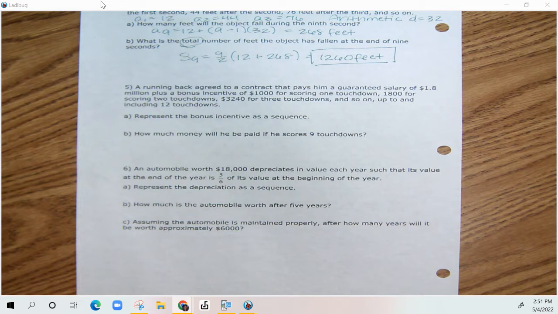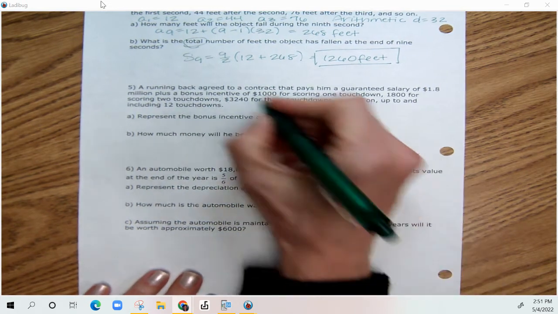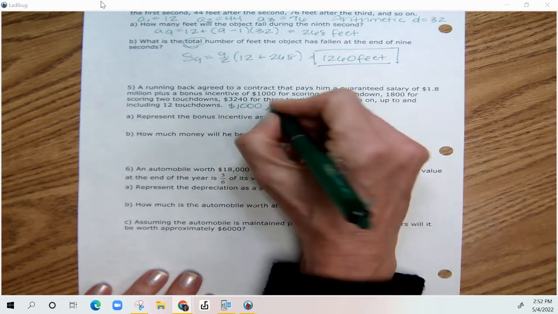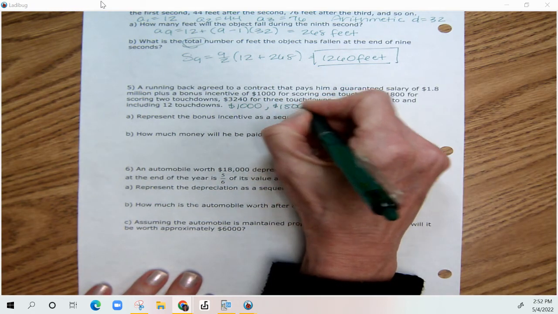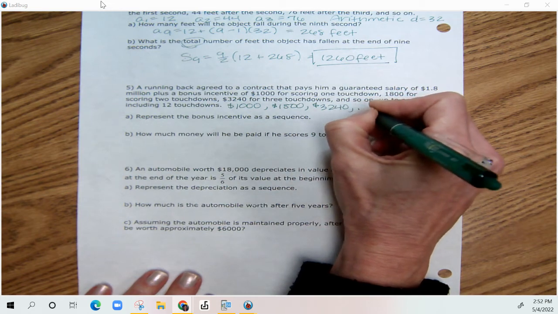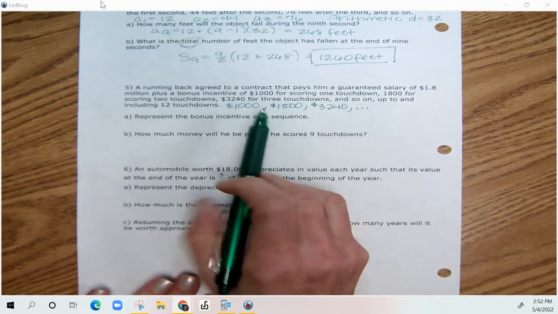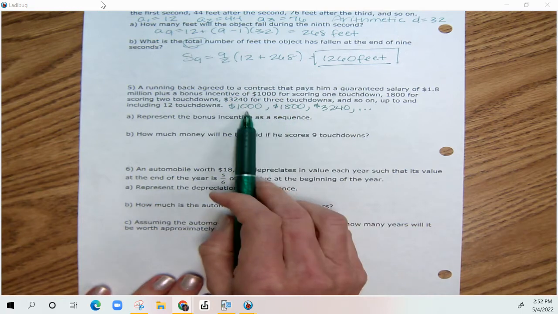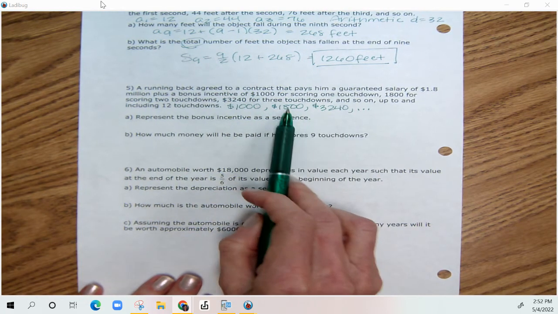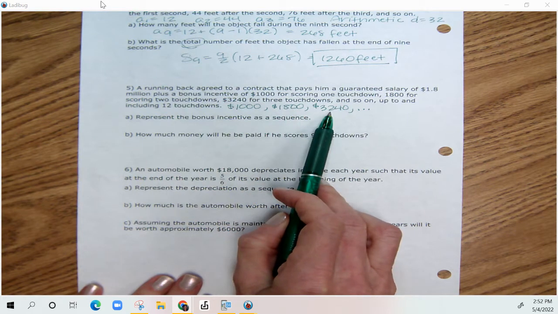I wish. All right, so the first touchdown, $1,000 bonus. Second touchdown, $1,800 bonus. Third, $3,240. And that goes all the way up to n equals 12. So it looks like the increase is $800 between the first touchdown and the second one, and it's definitely not $800 from the second to the third, so it can't be arithmetic.